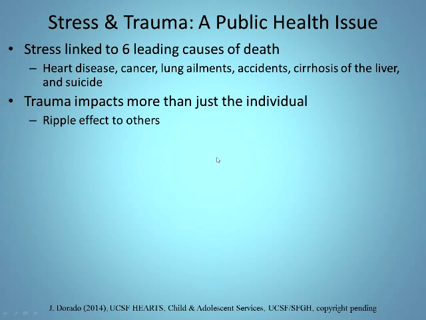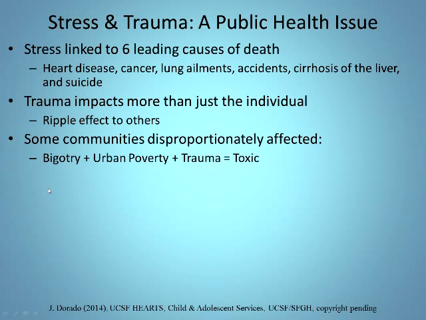We also know that it doesn't tend to be just this person there or that person over there. For example, in our schools in the Southeast sector of San Francisco, there's a fairly high density of kids who've experienced trauma. And when those kids have a meltdown or a big reaction in class, they affect other classmates, they affect the teacher, there's a ripple effect to others. We also know that many of our communities are disproportionately affected by things like racism and classism and urban poverty, and when you mix that with trauma, it's a very toxic brew.